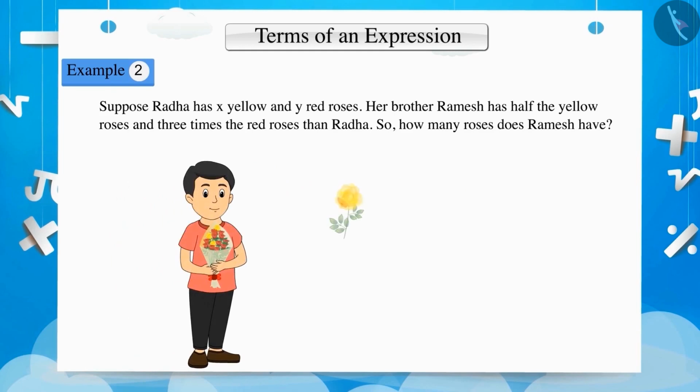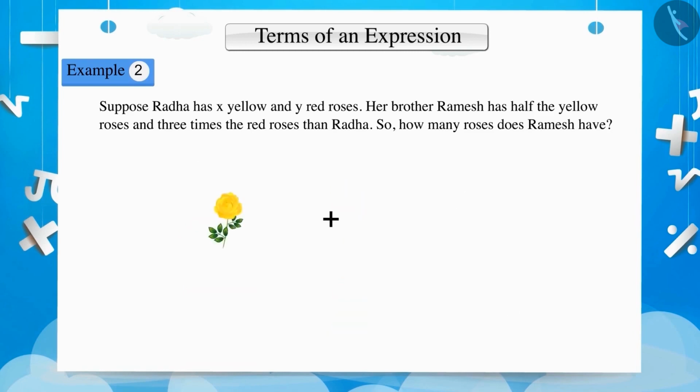Now, to know the number of yellow roses Ramesh has, we have to divide X by 2, and to know the number of red roses, we will multiply Y by 3. Similarly, to represent the total number of roses that Ramesh has, we will find the sum of both yellow and red roses. Therefore, we get an expression X by 2 plus 3Y.